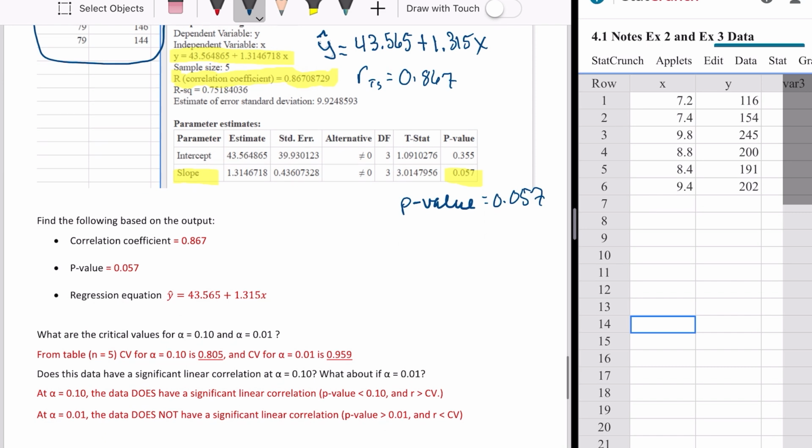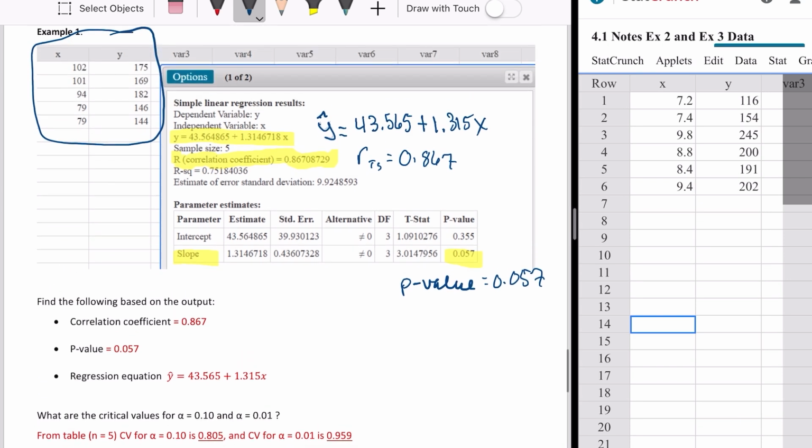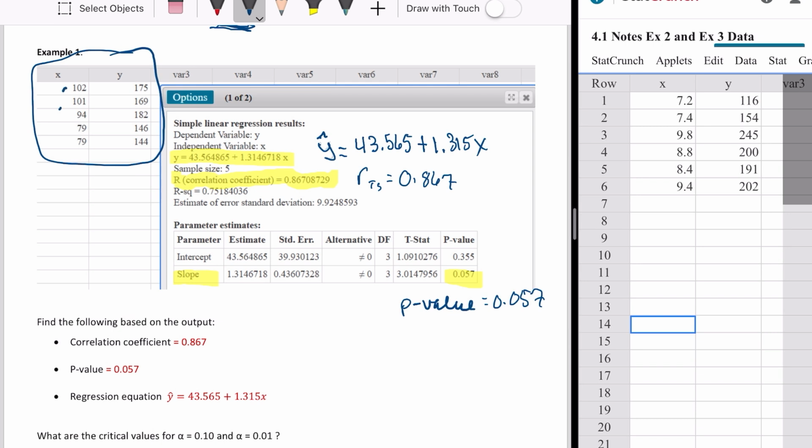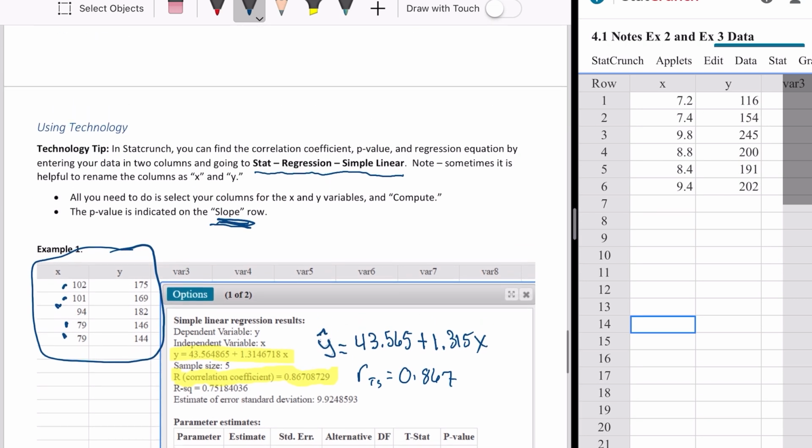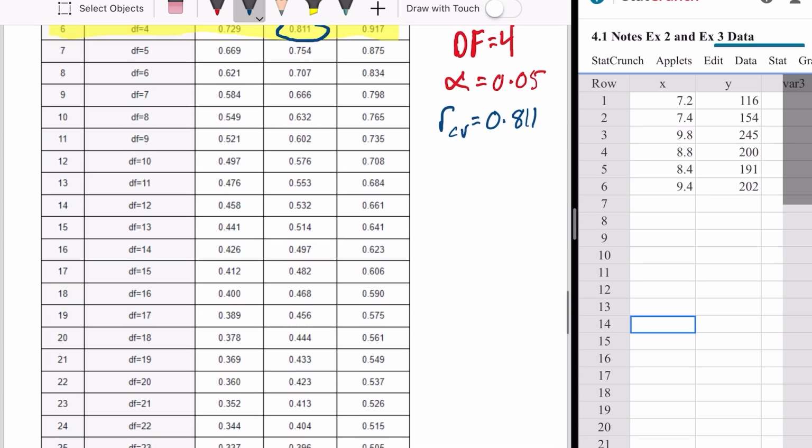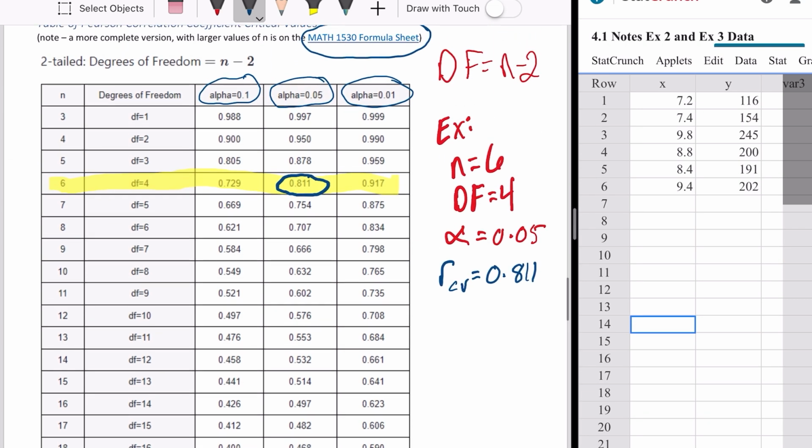Now, the next question on here is to find the critical values. We're going to go to the table. I had 5 data points listed here, right? 1, 2, 3, 4, yes, there's 5 data points. So, let me go back up to the table, because it's not the one over there in StatCrunch that you're seeing on your screen. It's the one that we did a picture of that's over on the left. This is an example one.